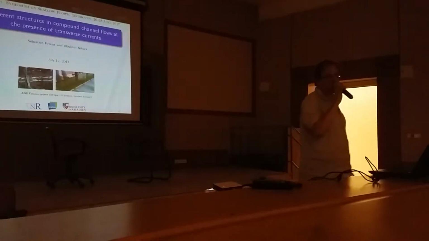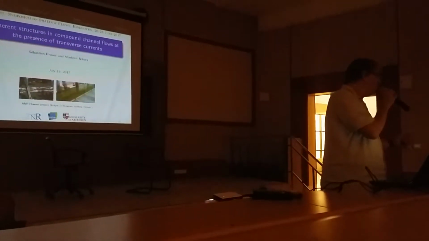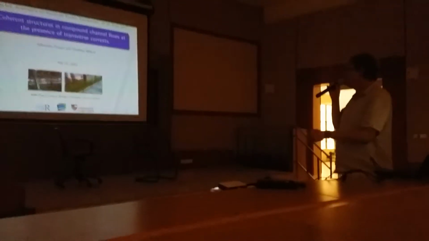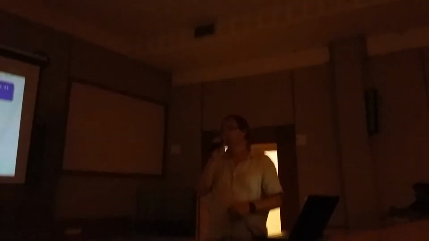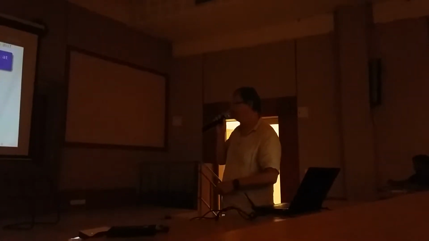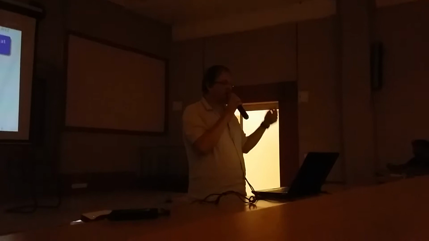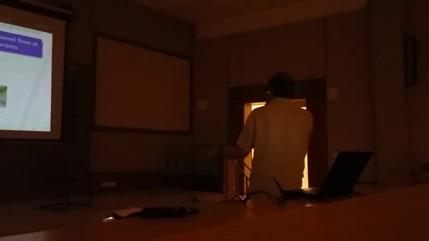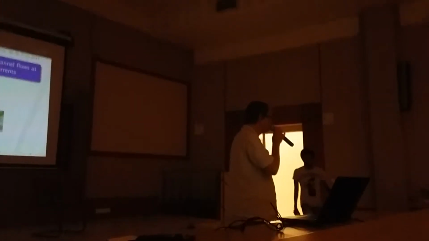Reproduce it in the lab, but in the field it's very rare to observe a uniform flow. So most of the time the flows are non-uniform, okay? And this flow non-uniformity is characterized by transverse currents. You have transverse currents from the main channel towards the floodplain, or from the floodplain towards the main channel. And the question here is, what happens to the mixing layer? What happens to the turbulent vortices when there are transverse currents?